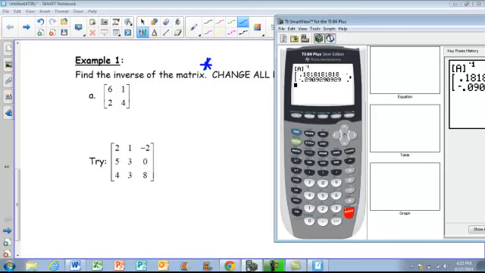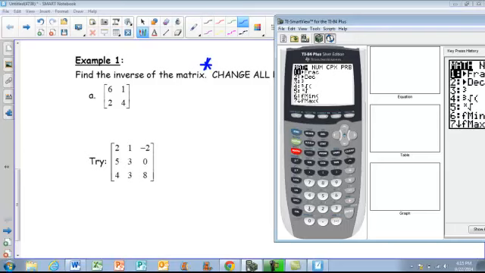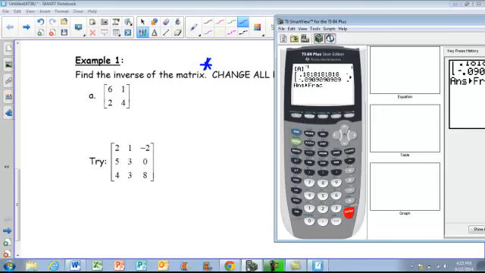Now, we take a look at this, we get all kinds of crazy decimals. So if I were to scroll through and look at this, I have all kinds of crazy decimals here. The nice thing though is we can change all of these to fractions. So if you go second answer and then go to your math button and hit 1, it'll change them all to fractions for us. So this is the inverse of letter A.